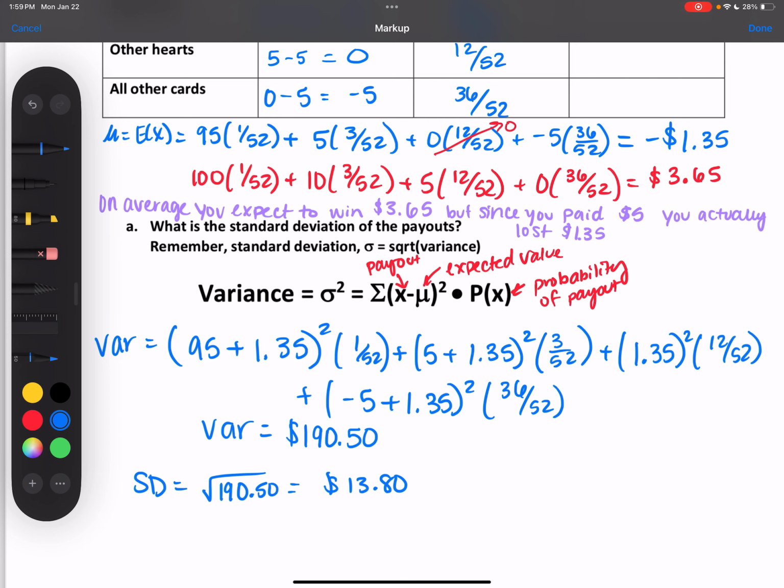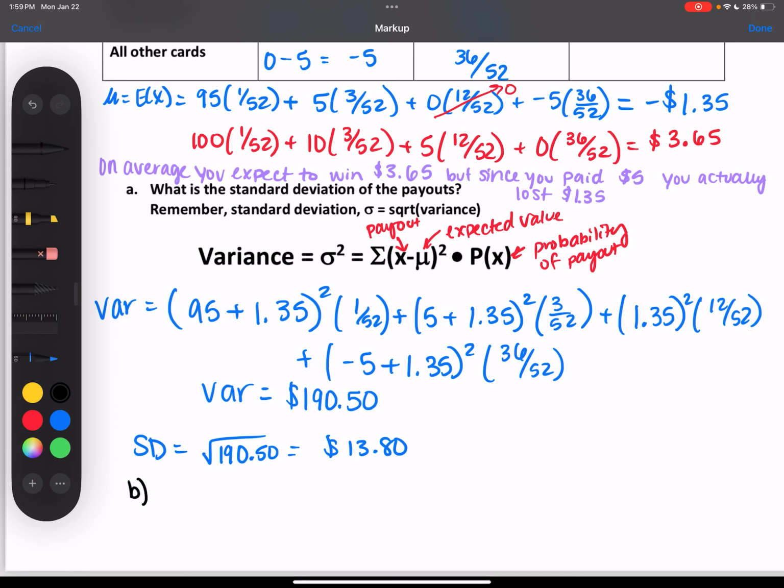This isn't on here, but it was supposed to be part B. Why is the standard deviation so much larger than the mean? Normally when we do standard deviation, we'll have a mean of like 50 and a standard deviation of like 5. But in this case, our mean is negative $1.35, and our standard deviation is $13.80. Why is the standard deviation so much bigger? Well, there's a very wide range of payouts that you could end up getting, and the mean is just the average of all of them with all the probabilities. There's a lot of variation in payouts.